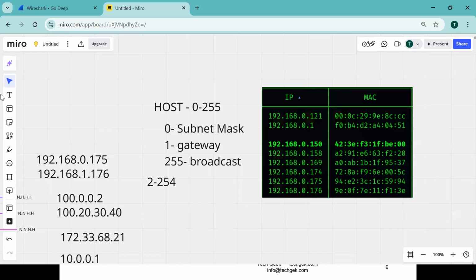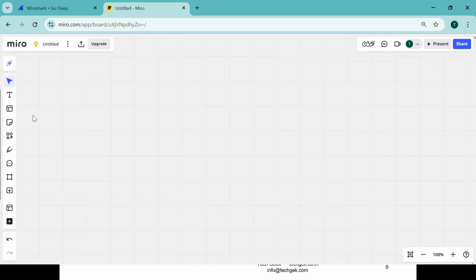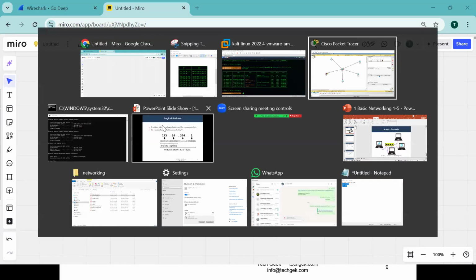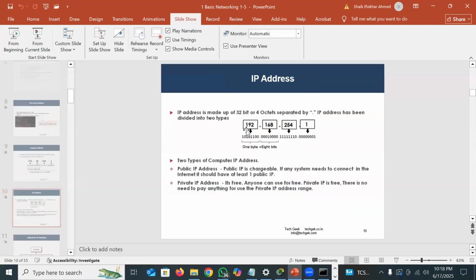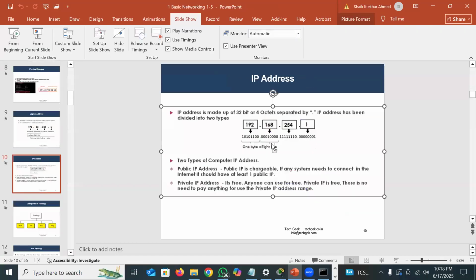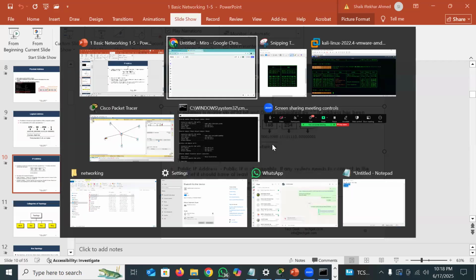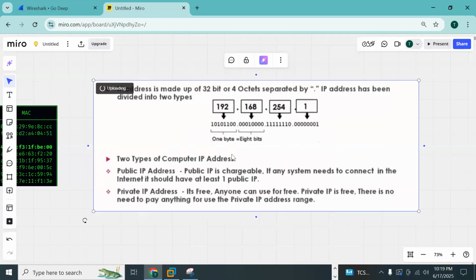Now let's see some more detail here, guys. Let me give you something about this. Let's understand this concept here. Yes, an IP address is a logical address, MAC addresses are the different one.